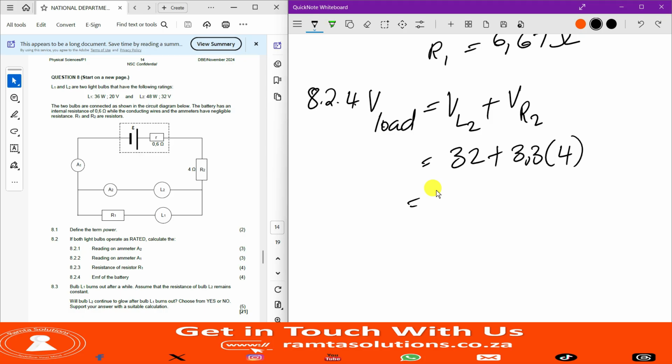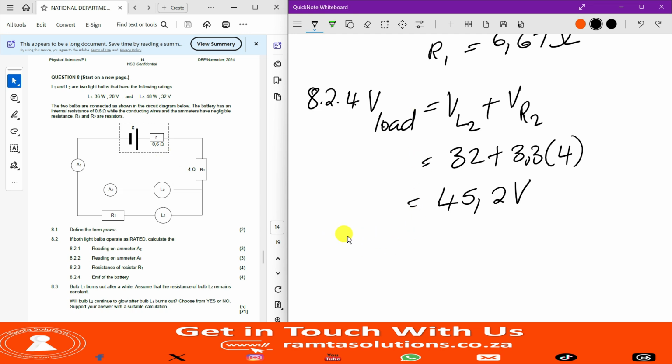So let's get this: 32 plus 3.3 multiplied by 4. We find that V load is 45.2 volts. The reason I looked for V load is because I saw that looking for the RP and the R will take long. Hence, it is better if we look for the V load.